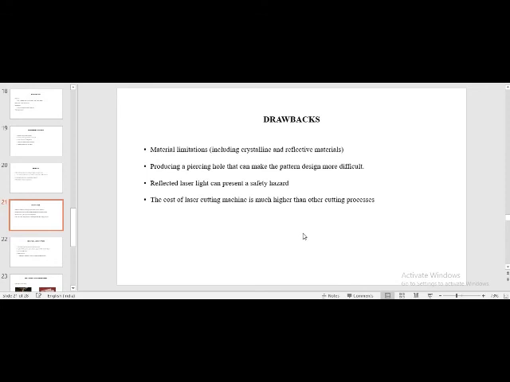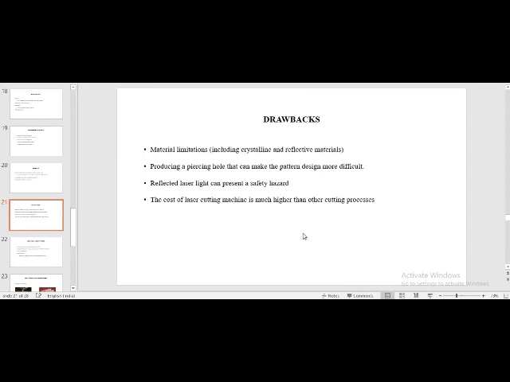Other things here, drawbacks. Actually, every product or every system has a drawback, so laser cutting also has some drawbacks. The drawback is the material limitation, including crystalline and reflective materials. Yes, definitely, if a material is crystalline or reflective, we can't use a laser cutting system on that. Producing a precise hole can make the pattern design more difficult.